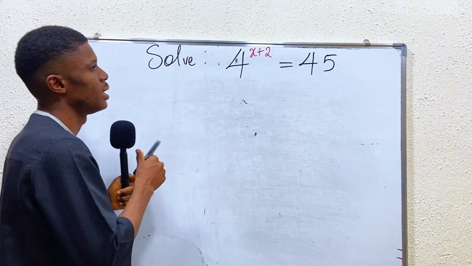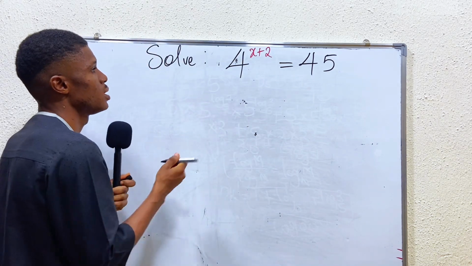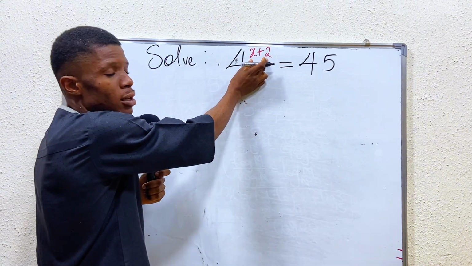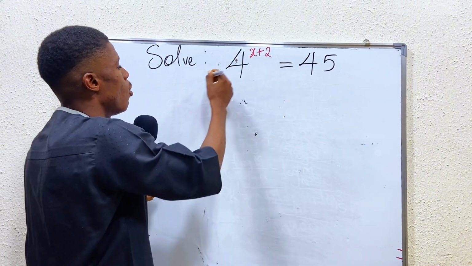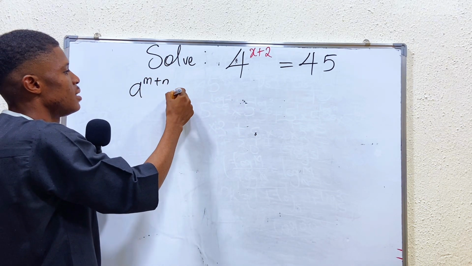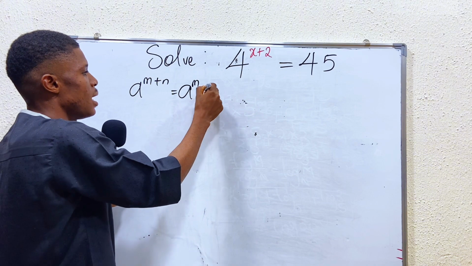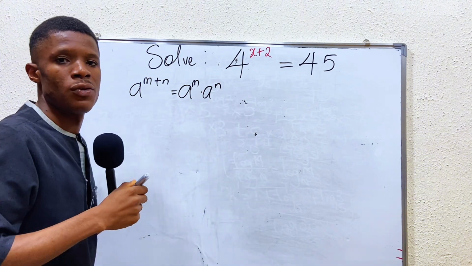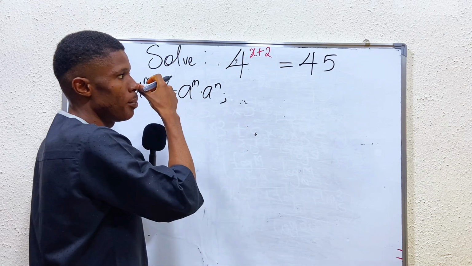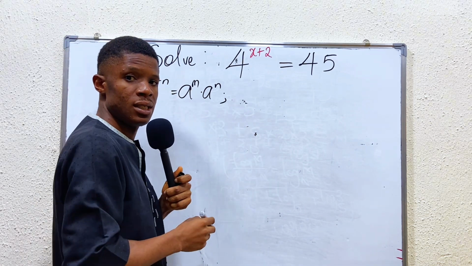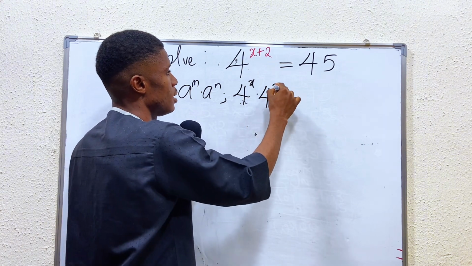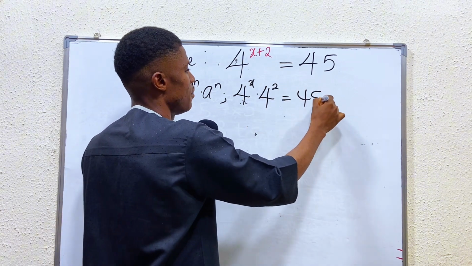If you look at the board, you remember the laws of exponent, which says that when we have a to the power of m plus n, it is the same thing as a to the power of m times a to the power of n. If you remember this law, we are going to apply it here. So 4 power x plus 2 will now be written as 4 power x times 4 squared is equals to 45.